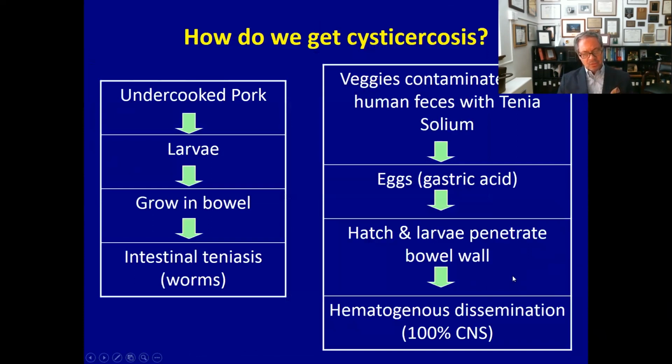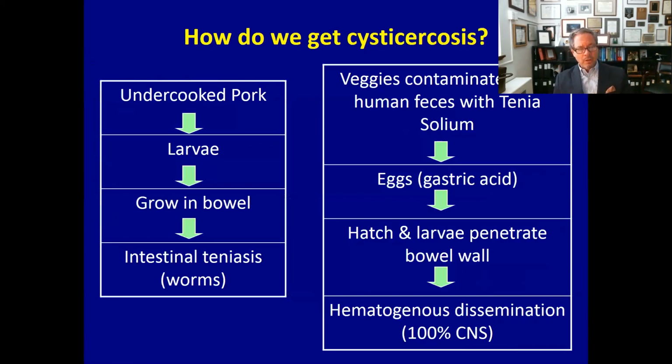So how do we get cysticercosis? Well, we've been taught not to eat undercooked pork. Undercooked pork does not give you cysticercosis. If you eat undercooked pork, you will swallow the larva, they will grow in your bowel, and you'll get an intestinal teniasis. The problem is that these people who have an intestinal teniasis, their fecal material will contaminate the water supply. Now, they use this water to irrigate vegetables, tomatoes, lettuce, things that we tend to eat without peeling them.